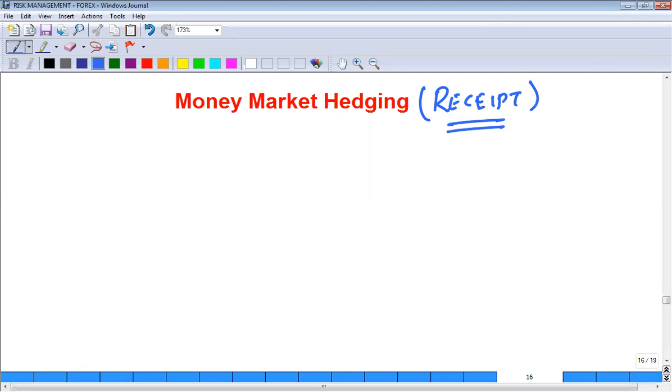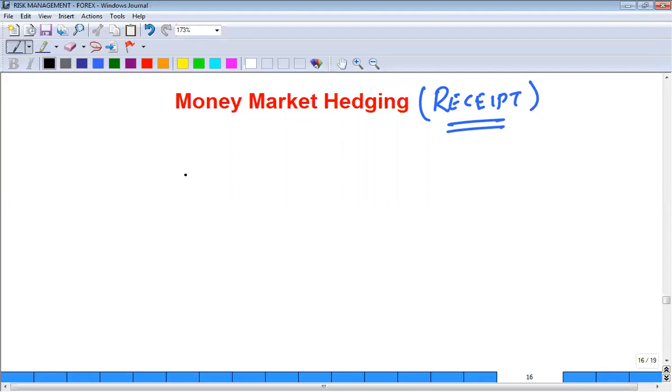As we have already discussed in the last video, money market hedging is a hedging technique to protect against foreign exchange risk through the matching concept, and the game is based on borrowing, lending, and interest. So another point about money market hedging of receipts: candidates, what are the steps?